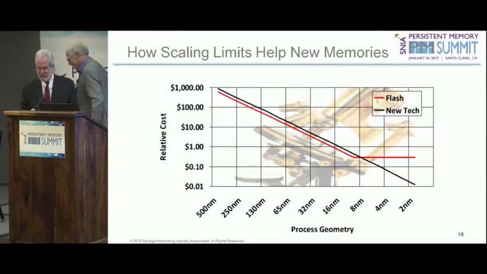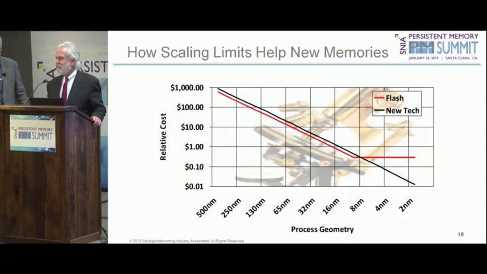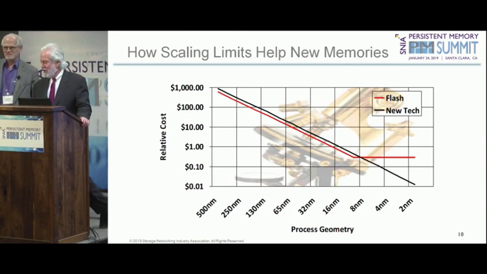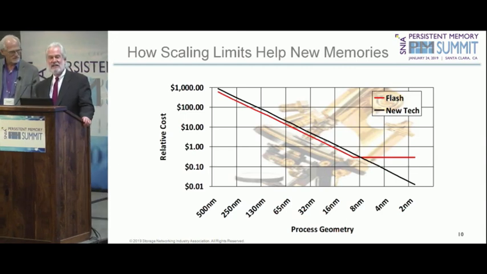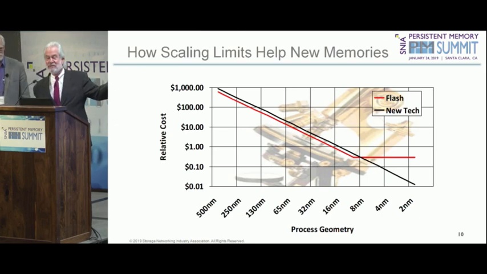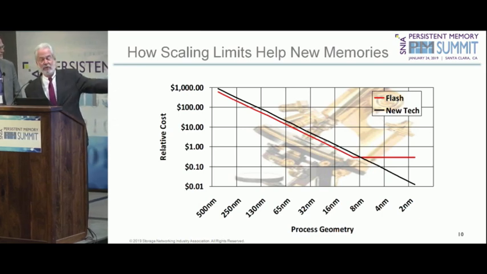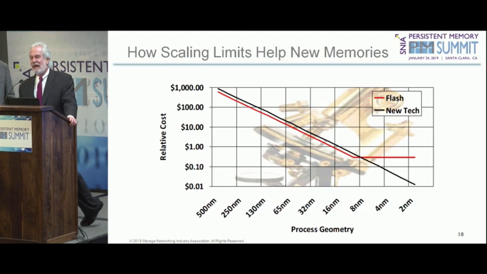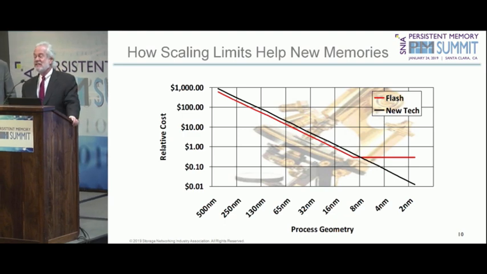Yay, I need the microphone. This is a slide that I've been using for so long, it's ancient. But it's a very simple concept: it's memory cost per gigabyte or something like that, on a relative logarithmic scale, and how it goes with process geometries. The nanometers down on the bottom are just process geometries, and so that's kind of an idealized idea about where costs would go.